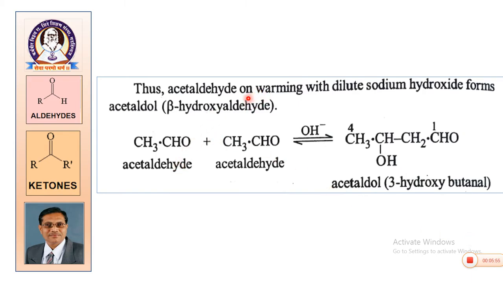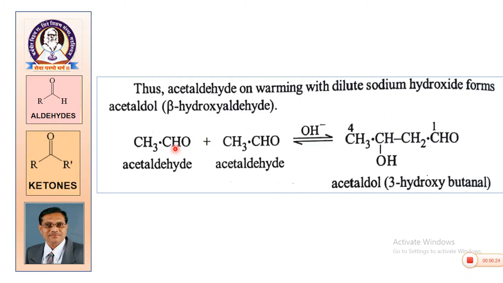Thus, consider acetaldehyde. Acetaldehyde is having alpha hydrogen. Acetaldehyde on warming with dilute sodium hydroxide forms acetaldol. It is aldol of acetaldehyde, so acetaldol. It is beta hydroxyaldehyde. So, CH3CHO one molecule, CH3CHO other molecule. So, self condensation means two molecules of the same compound undergo the condensation.